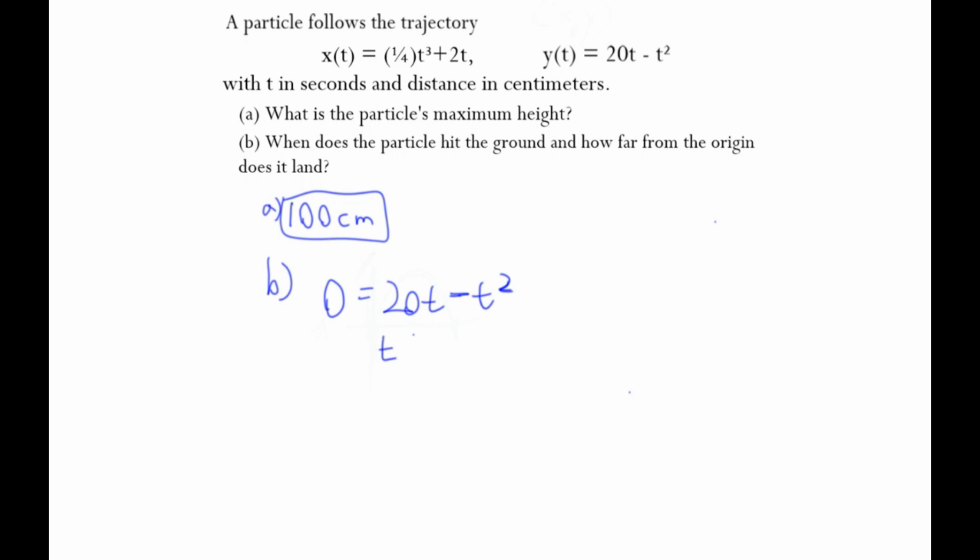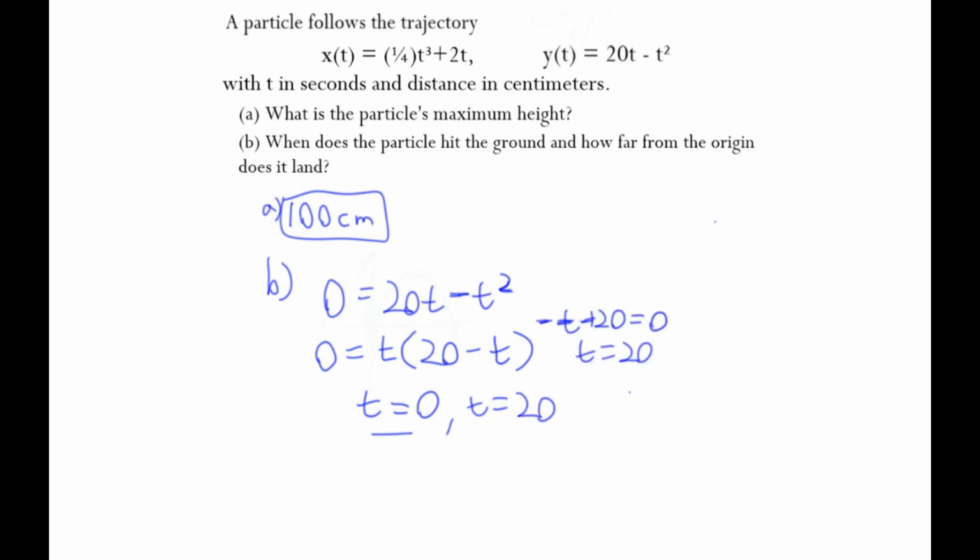What I'm going to do is factor out a t. t times 20 minus t is equal to 0. And that gives us two answers: t is equal to 0 and t is equal to 20. Okay, but now you notice we still have two times. So how do we know at what time it hit the ground?